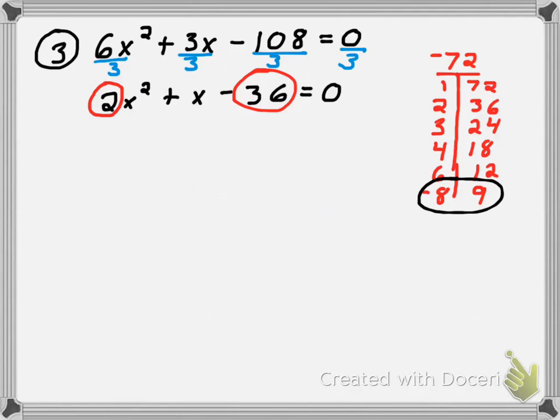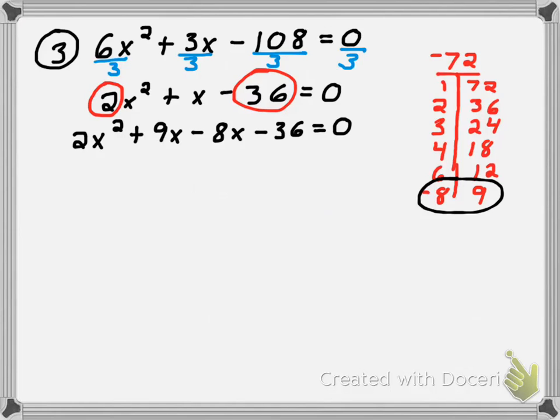Now when we take that over in our problem and we split that x into negative 8 and positive 9, we have the 2x squared that stays the same. The positive x is broken down into a positive 9x and a negative 8x. And remember, it doesn't really matter which order you put those two in. Your answer should come out to be the same either way. We bring down the negative 36 and the equal 0.